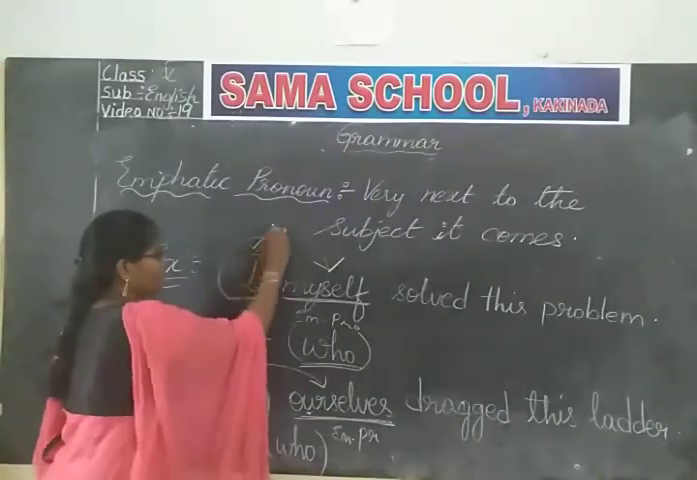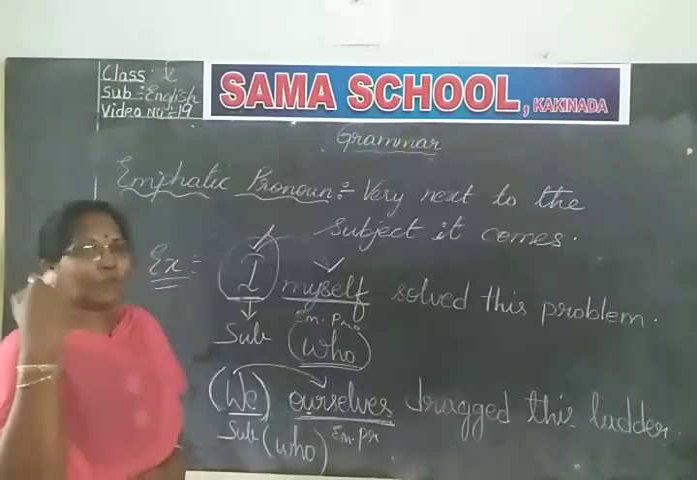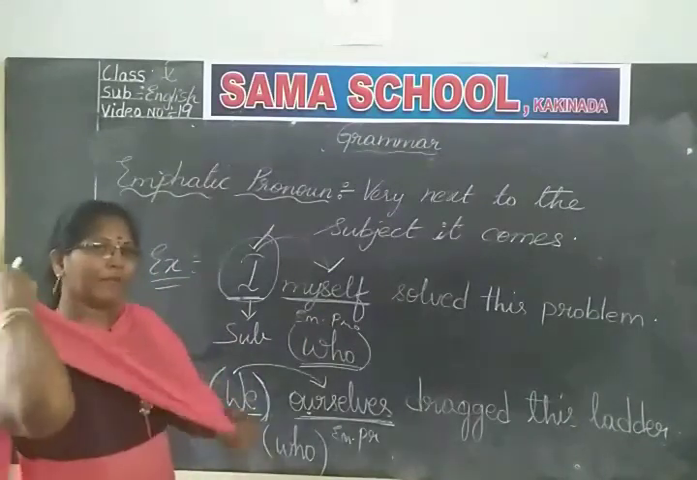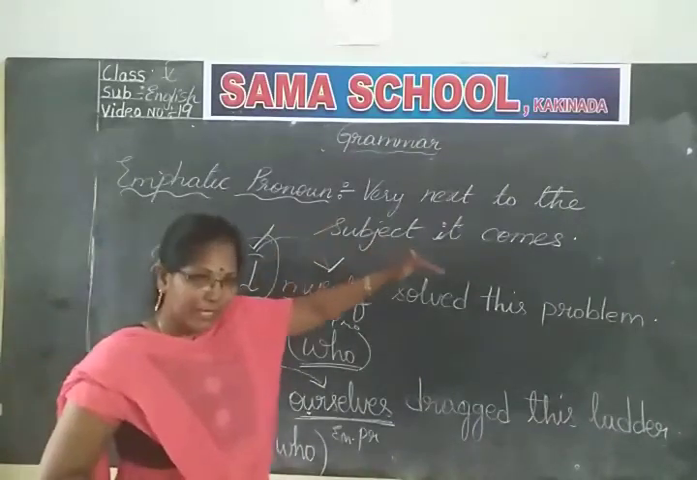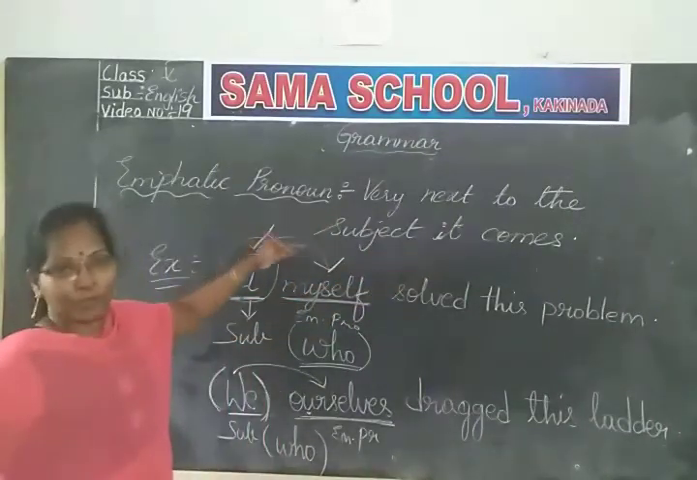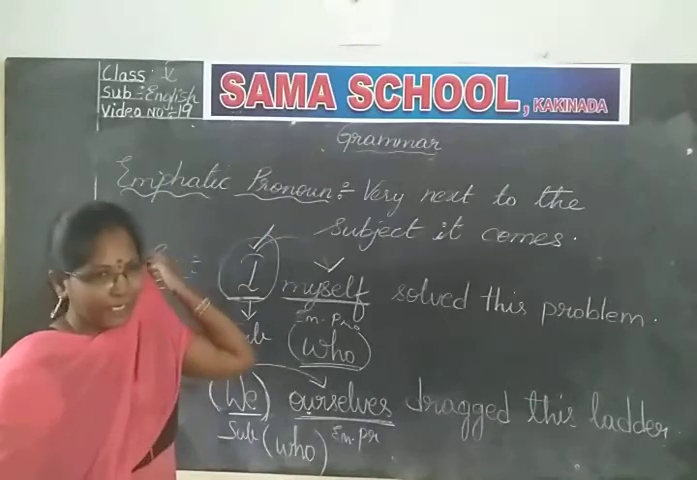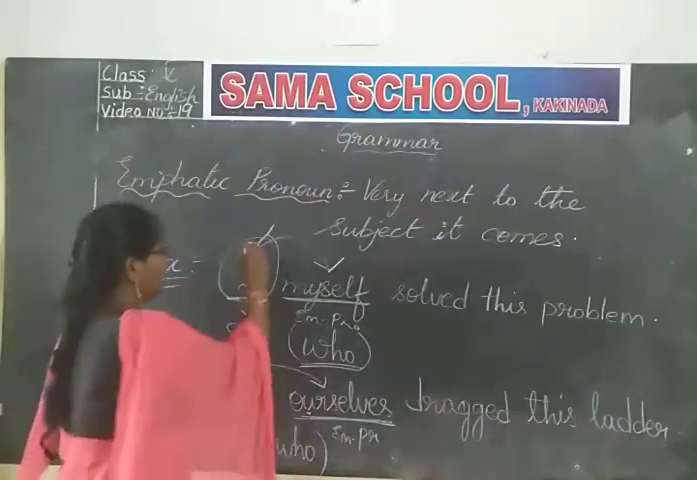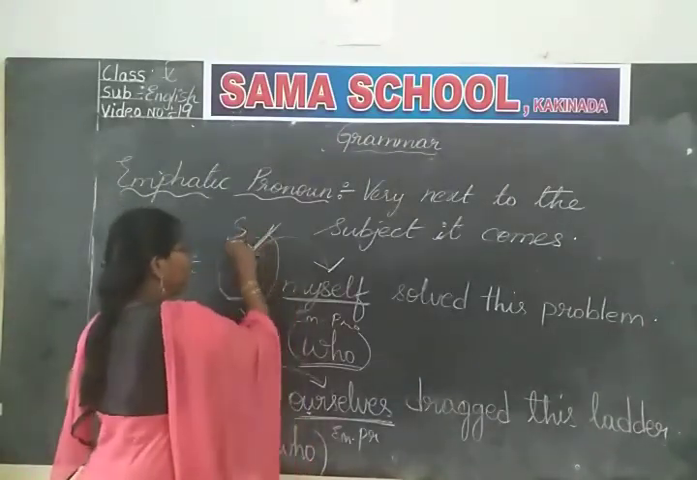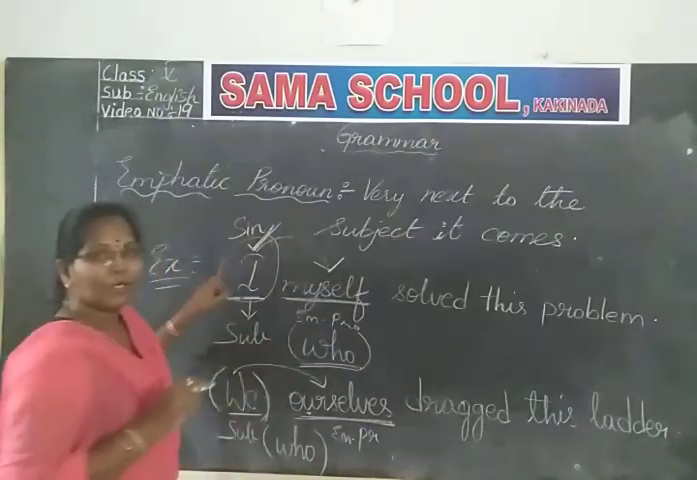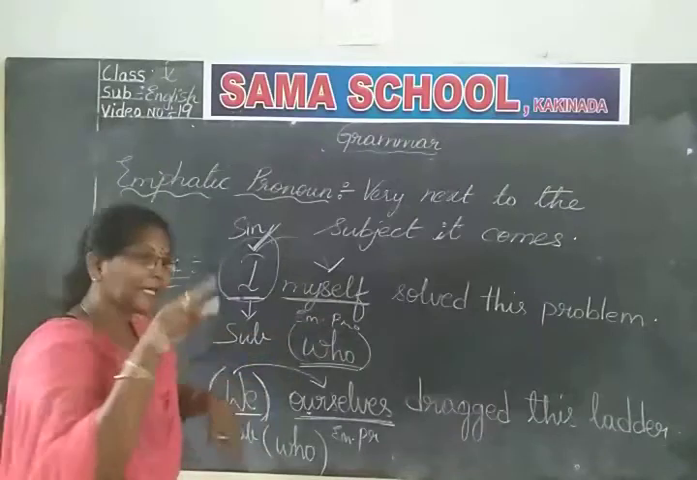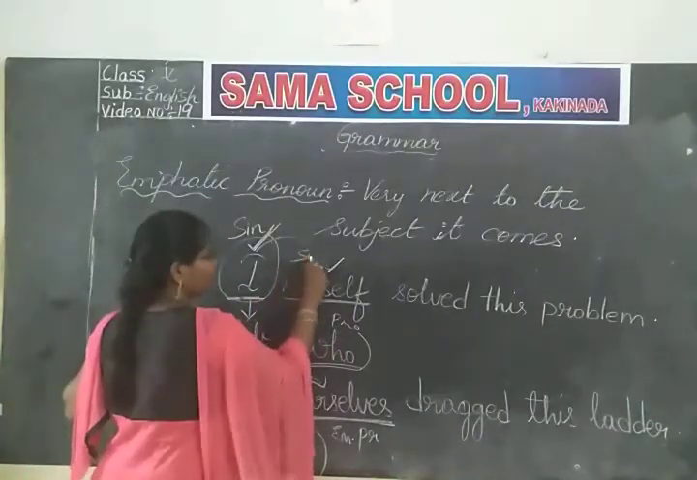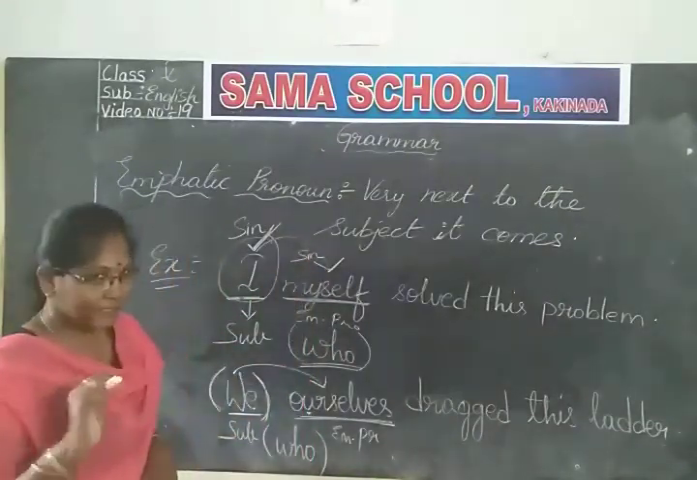One more thing. Here, I varies from person to person. According to the sentence, we have to take it as singular or plural. So here I is singular, and very next to it we use myself, a singular pronoun. Is it clear, children?